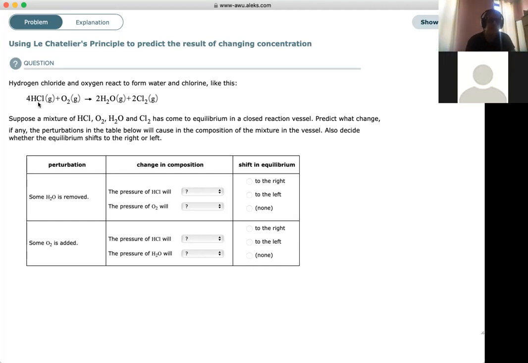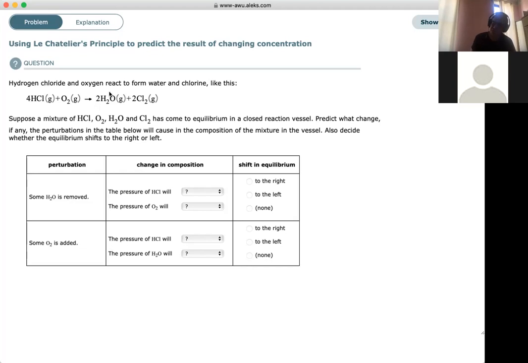Okay, so here we're going to assume we're at equilibrium. You have some mixture of all 4 of these substances. Notice these are all gases, so we don't have to worry about heterogeneous equilibria. The reaction can go either direction. So here's our perturbation. We're going to remove some of the H2O. Some H2O is removed. That's a product, so we're going to lower its concentration.